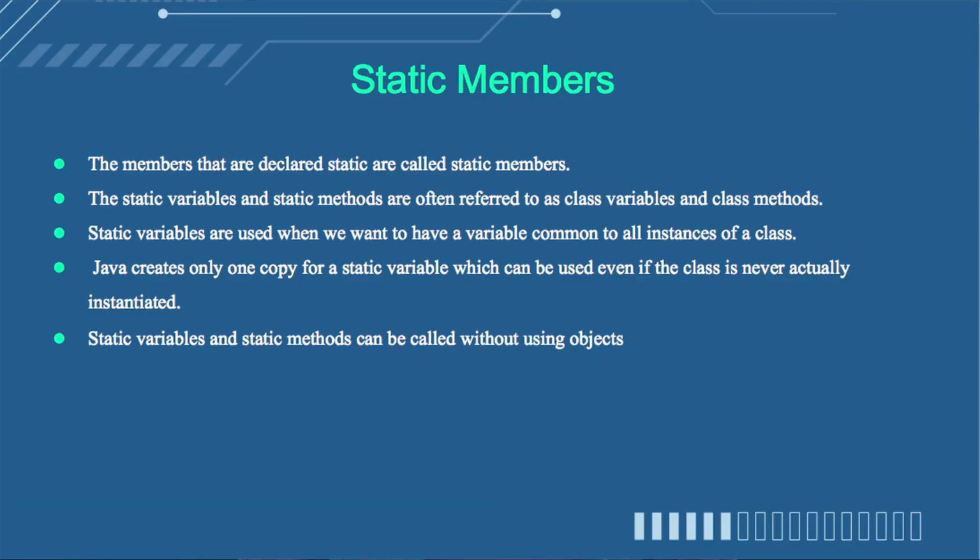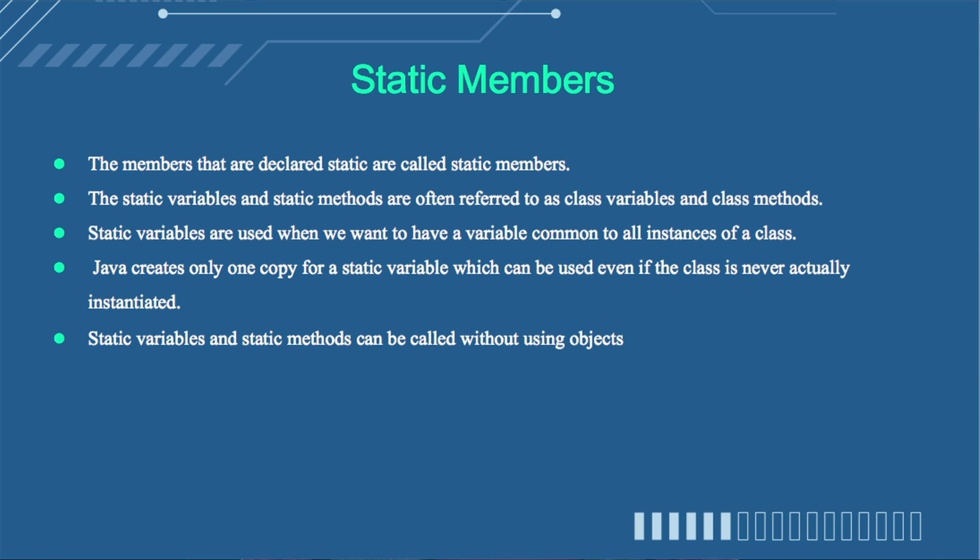The members that are declared static are called static members, since these members are associated with the class itself rather than the individual object. Static variables and static methods are often referred to as class variables and class methods, in order to distinguish them from their counterparts, instance variables and instance methods. Static variables are used when we want to have a variable common to all instances of a class.